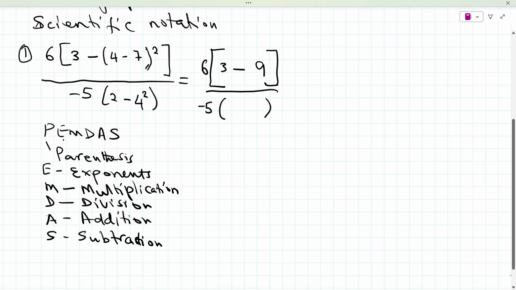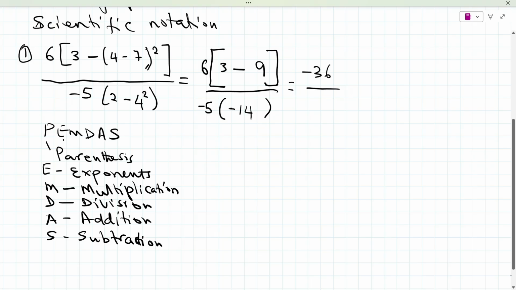And here we have 2 minus 4 squared, which will be 2 minus 16. So 2 minus 16 will give us minus 14. And this will then equal, we move on to solve the parenthesis above. 3 minus 9 will give us minus 6. So minus 6 times 6 will give us minus 36.